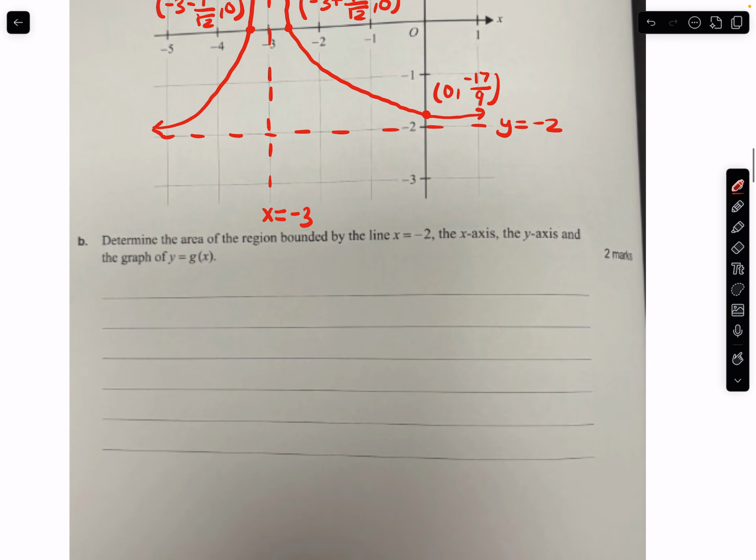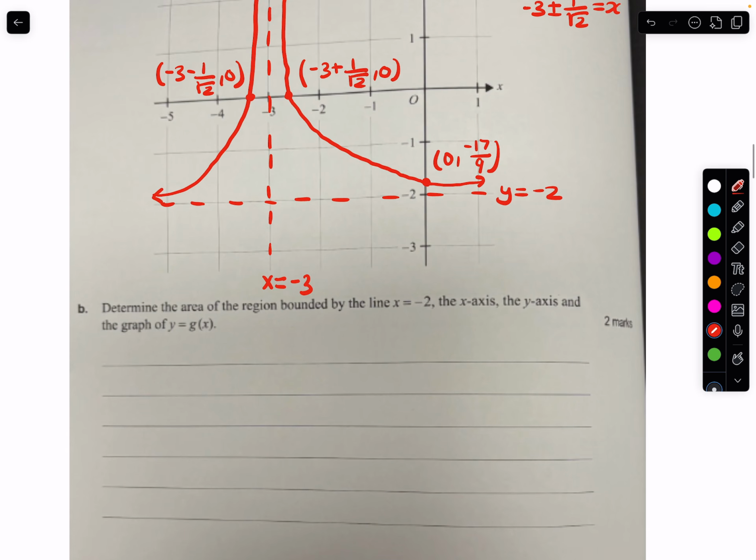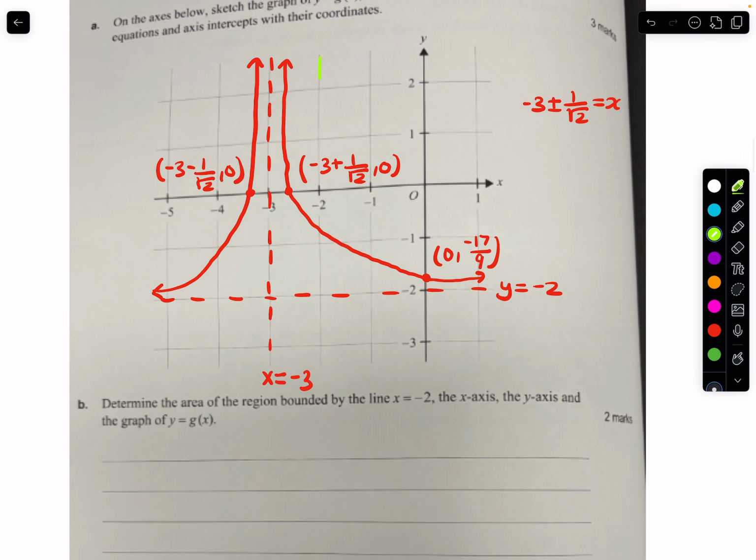Next question. Determine the area of the region bounded by the line x equals -2. So let me just draw that. Where is that? So x equals -2 is like this line over here. So you might draw a straight line. The x-axis and the line and the y-axis and the graph of g of x. So basically this area over here. Just this area here. That's what we're trying to find.